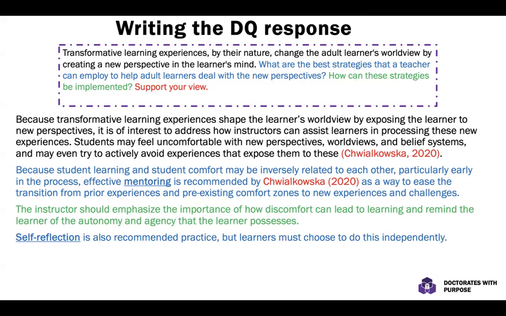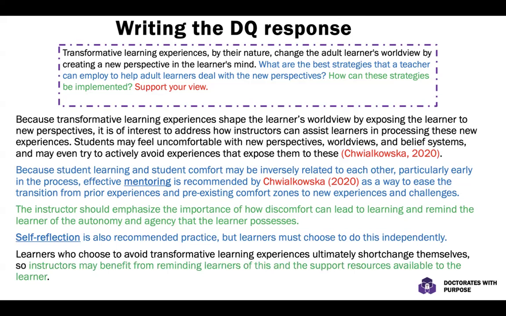And if we continue on, interestingly enough, this learner circled back around to another best strategy. So they wrote, self-reflection is also a recommended practice, but learners must choose to do this independently. And they continue on with learners who choose to avoid transformative learning experiences ultimately shortchange themselves. So, and now we get back into how strategies can be implemented. So instructors may benefit from reminding learners of this and the support resources available to the learner.